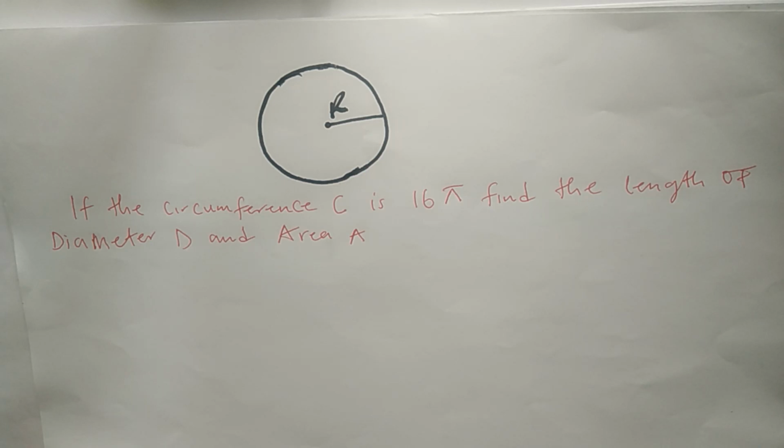Next, here is another question involving circles. It says if the circumference C is 16 pi, find the length of diameter D and area A. Now, feel free to pause this video and attempt the question.